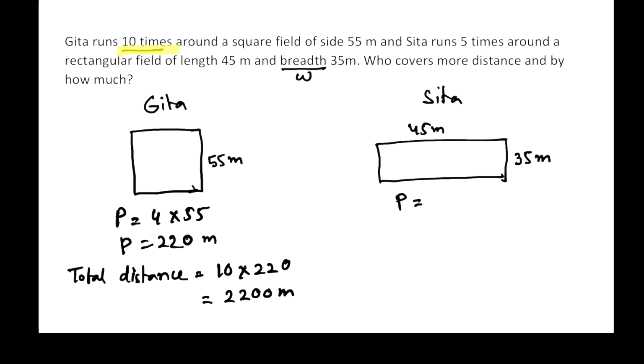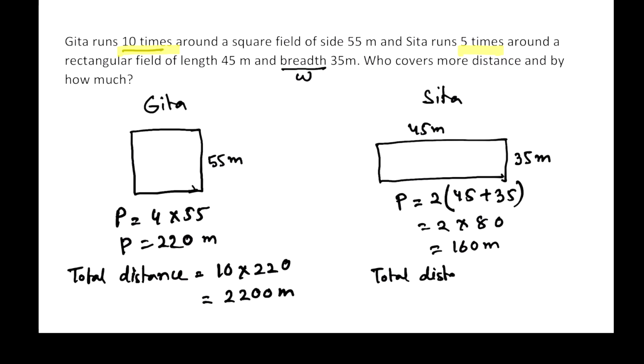the rectangle field here, whose length is 45 meter and width is 35 meter. So 2 into 45 plus 35, that is 2 into 80, which is 160 meter. She ran around this rectangular field 5 times. So let's find the total distance.